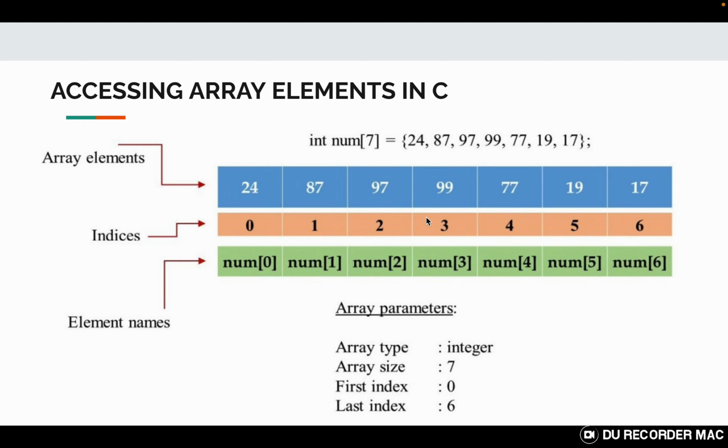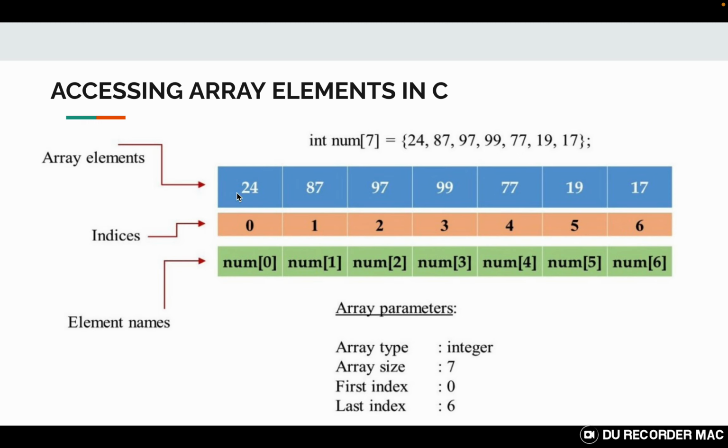If you see, we have declared an array of the type integer whose name is num, and we have declared 7 spaces, holding 24, 87, 97 in this way till the 7 elements. Okay, now these are the elements that we have declared here. These are the indexes. Indexes will start from position 0 and go till the end. So 0, 1, 2, 3, 4, 5, 6.